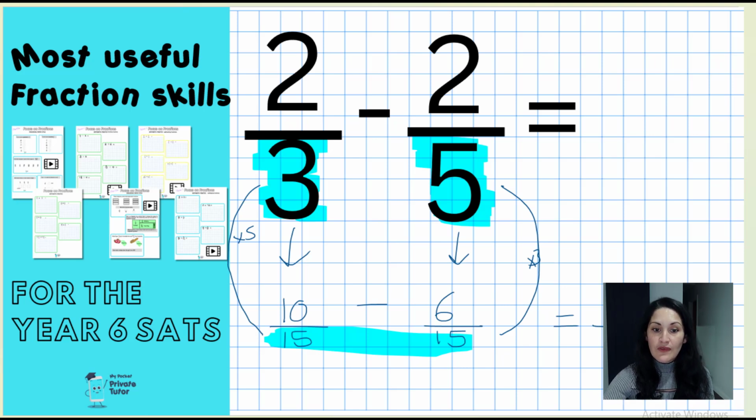We just subtract the numerator. 10 subtract 6 is 4. And that is your final answer. We cannot simplify it because 4 and 15 do not have any common factors. So our final answer is not 14. Our final answer is 4/15.